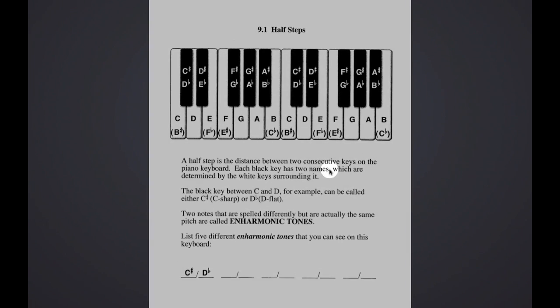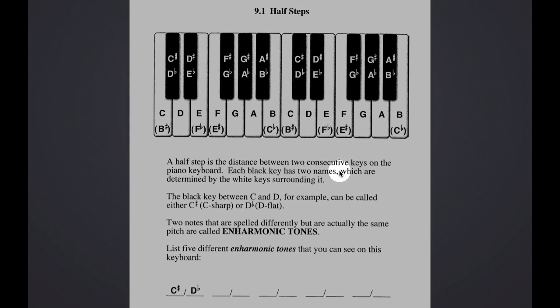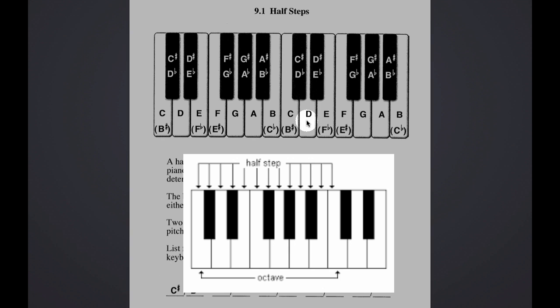notes. So first, a half step is the distance between two consecutive keys on the piano keyboard. C and C sharp, E and F, B and C, E flat and E. So a half step is when you move from one key to the next, whether it's white to black or white to white. It doesn't matter. If you move to the next possible note, that's a half step.